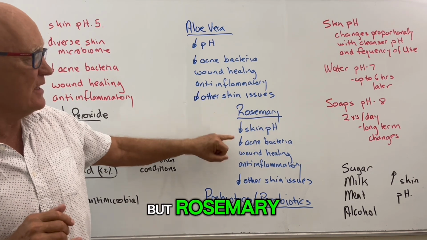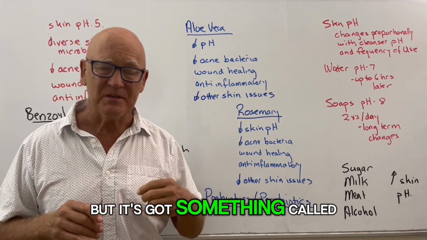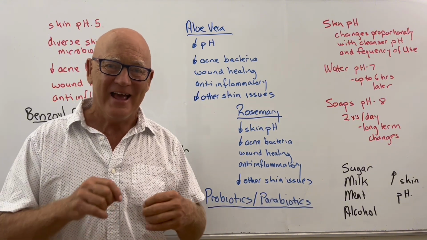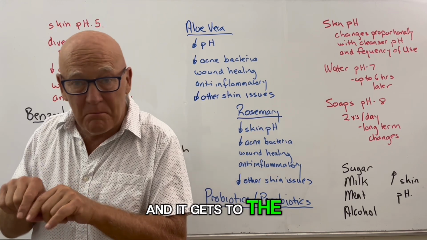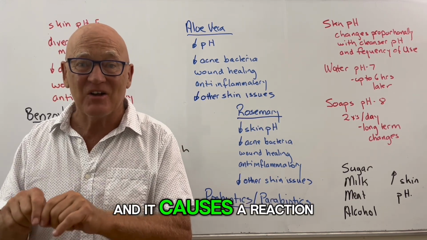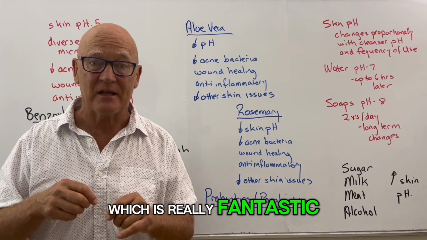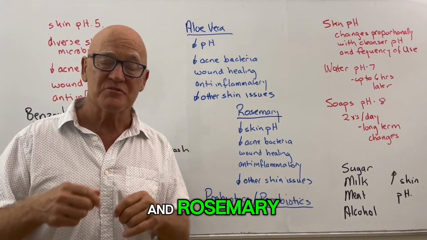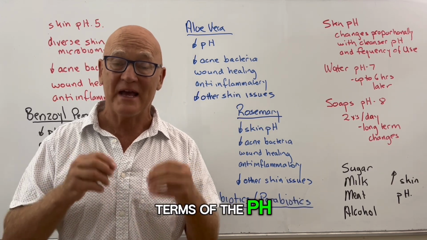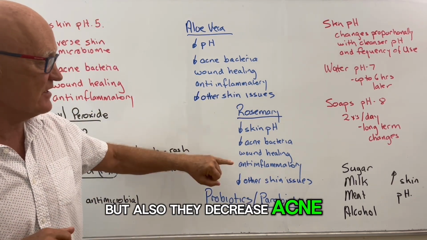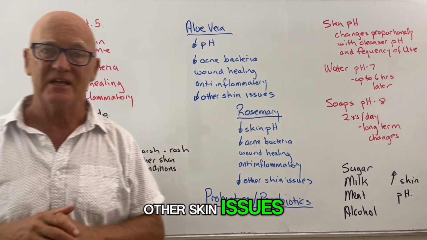But rosemary, it decreases the skin pH, and it decreases it not because it's acidic, but it's got something in it called rosmarinic acid. And you'll see this in that video, by the way, on essential oils. And it gets to the bottom of the skin and it causes a reaction there to change the pH from the bottom up, which is really fantastic. And so using aloe and rosemary in conjunction with each other has multiple benefits in terms of the pH of the skin, but also they decrease acne, improve wound healing, anti-inflammatory, and decrease other skin issues.